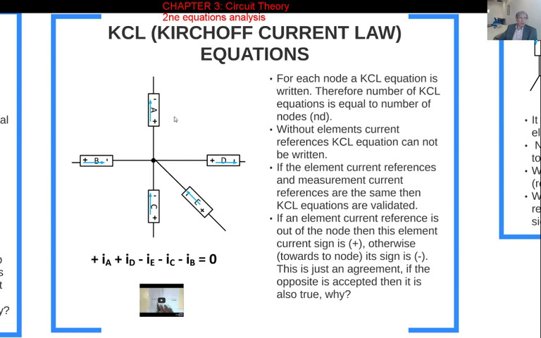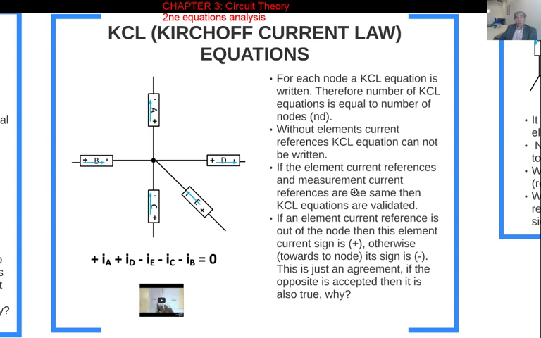So however many nodes you have, for each node you're going to write an equation. The number of Kirchhoff current law equations that you're going to write is the same as the number of nodes within the given circuit. Without element current references, KCL equations cannot be written. So we have to choose these current references, or voltage references if you know one of the references, so you can draw the other reference by using the passive sign convention.